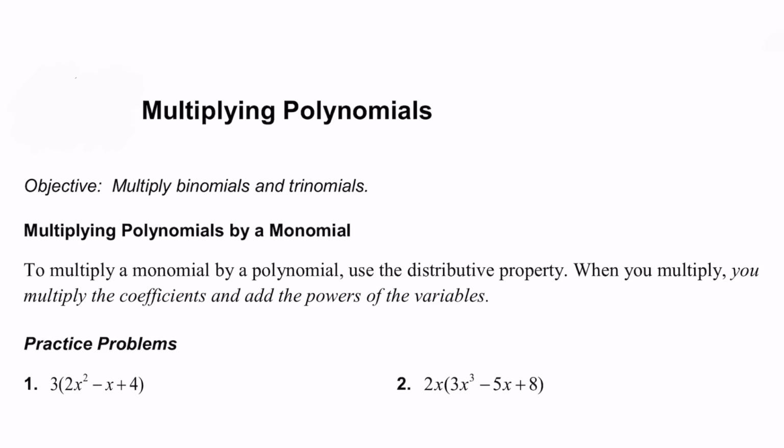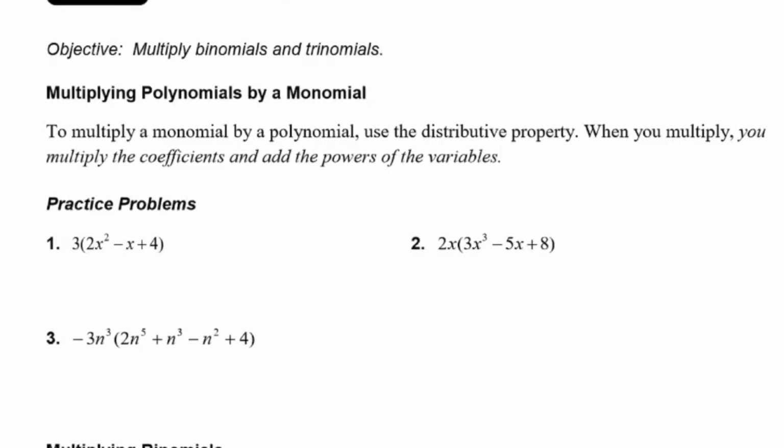Today we're looking at multiplying polynomials together. So last time we talked about adding polynomials and how they have to be the exact same to add them. But multiplying is different. Multiplying, you can multiply any two things together. When you multiply, you multiply the coefficients, the number in front of the term, and you add the powers of the variables.